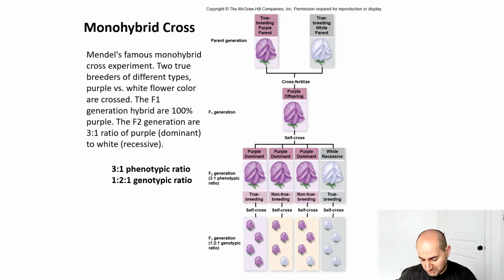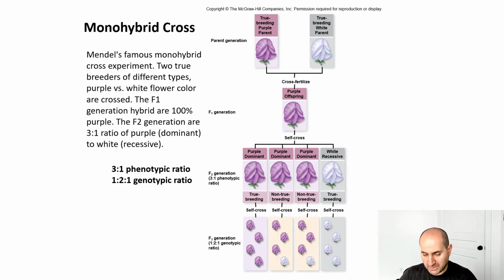This is Mendel's famous monohybrid cross. And these are the things I'd like you to know. I'd like you to know that a monohybrid cross always begins with true breeder parents. See what it says here? True breeding white parent, true breeding purple parent. So it always starts with true breeders.